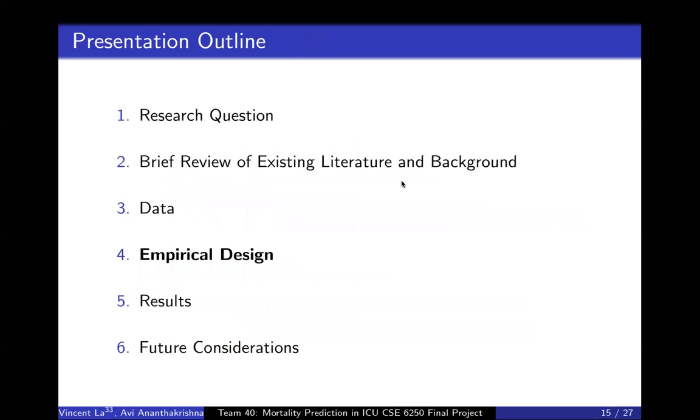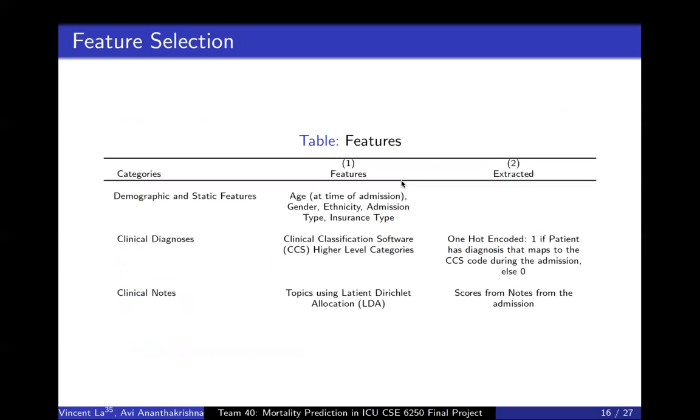Okay, so we're going to get into the empirical design of the project now. We just talked about the data and our ETL process, and now we're going to actually talk about our model and what we did in the actual model, right? So this table, which you can also see in the paper, is basically just the features that we used.